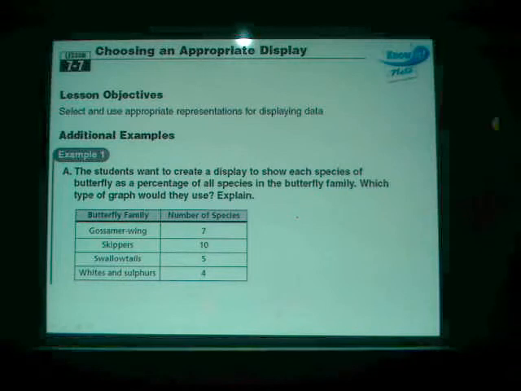A line plot shows the frequency of values, so if they give you just a large list of numbers to work with, with no corresponding information, look for a line plot. It could also be a stem and leaf plot, which shows how often data values occur and how they are distributed. And a Venn diagram shows relationships between 2 or more data sets.